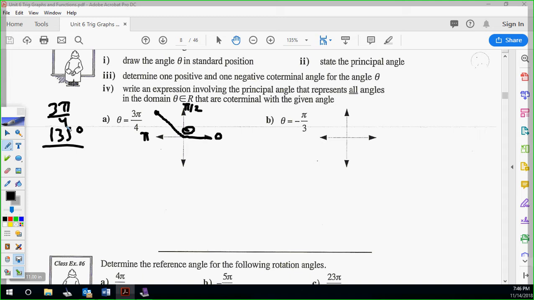So that's part 2. Okay, part 3, determine one positive and one negative coterminal angle for the angle theta. So one positive, well, they don't want you to use 3 pi over 4 again, so I'm going to go 3 pi over 4 plus 2 pi, which gives me 11 pi over 4. Okay, where do I get the 11? Well, 2 is 8 over 4, so 8 plus 3. Okay, that's what I'm talking about, the fraction stuff. If I want a negative one, I'm going to go 3 pi over 4 minus 2 pi. Okay, and this time it's going to be minus 8 pi over 4, so negative 5 pi over 4 is a negative one. So that's part 3.